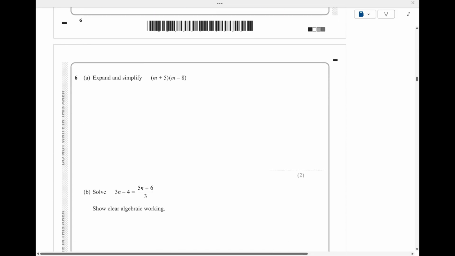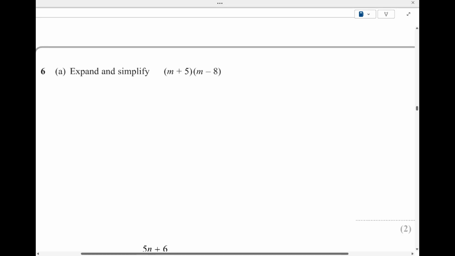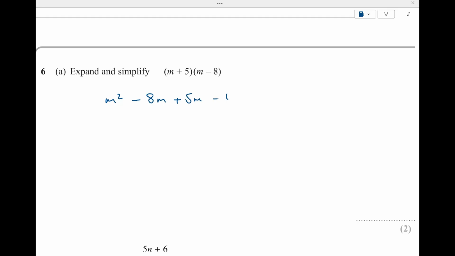Question 5. Question 6. Expand and simplify. Right, well, I'm going to go m times m, m times minus 8, 5 times m, and plus 5 times minus 8 is minus 40. So that gives me m squared minus 3m minus 40.